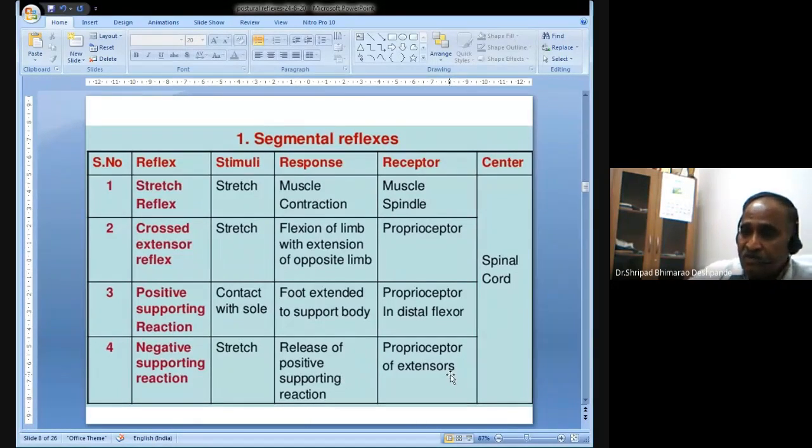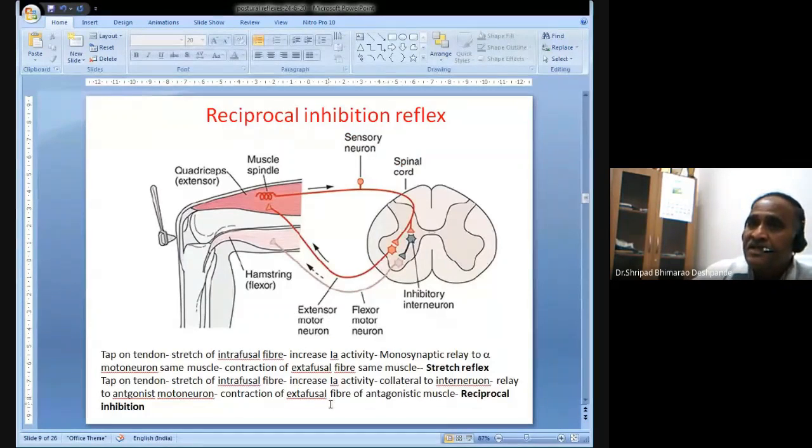Crossed extensor reflex. So if I go back here, this is the stretch reflex. I have just explained this, wherein there is a stretch of the muscle. The stretch will elongate or increase the length of the muscle spindle, and if it is increased, there is increased activity in the 1A afferent. This 1A afferent has monosynaptic contact with the alpha motor neuron, and this in turn produces extrafusal contraction of the same muscle. That is the stretch reflex.